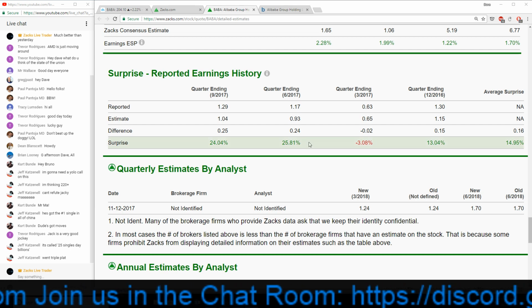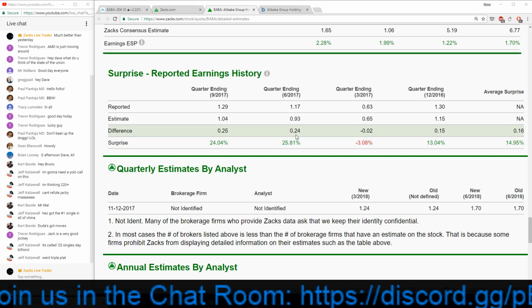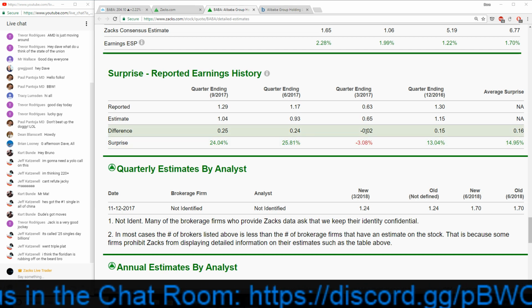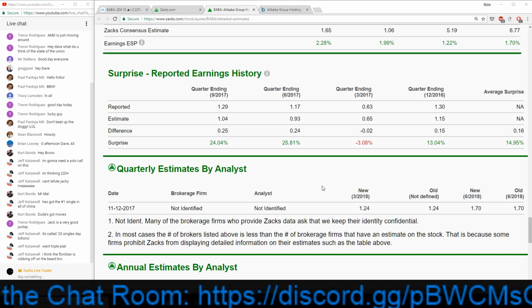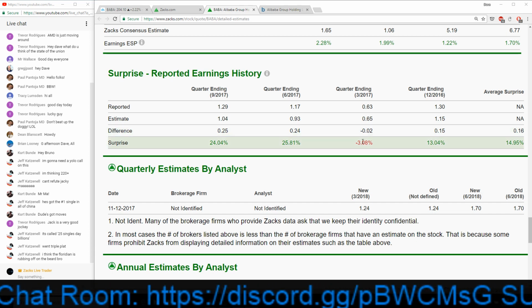Surprises, a couple in a row, a quarter and then 24 cents, coming off of a 2 cent dip here the previous quarter.